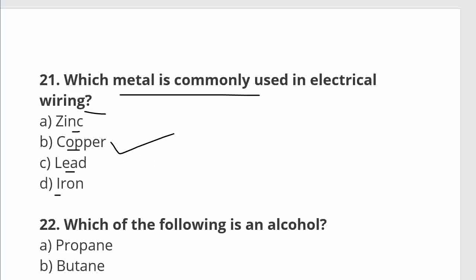Copper. Copper is preferred for electrical wiring due to its high electrical conductivity, ductility, and resistance to corrosion. These properties make it an ideal material for efficient energy transmission.